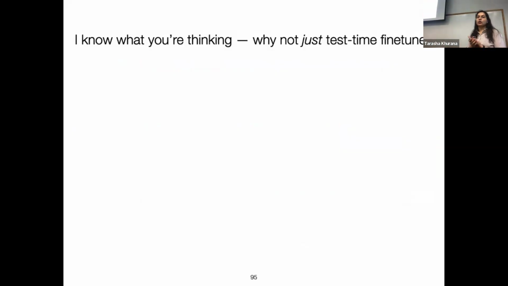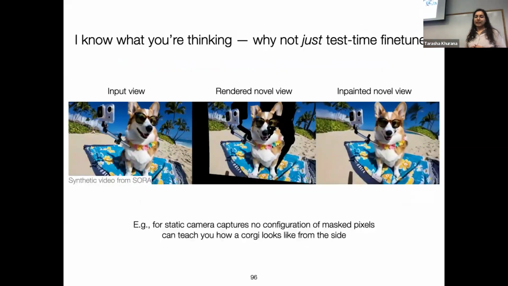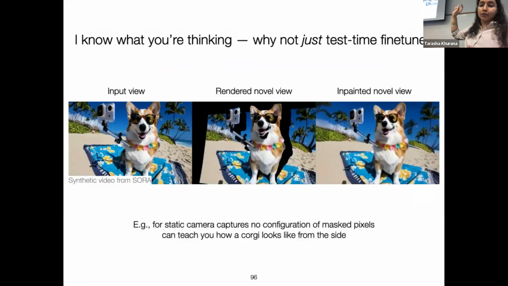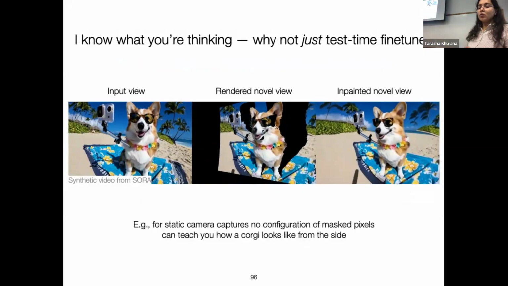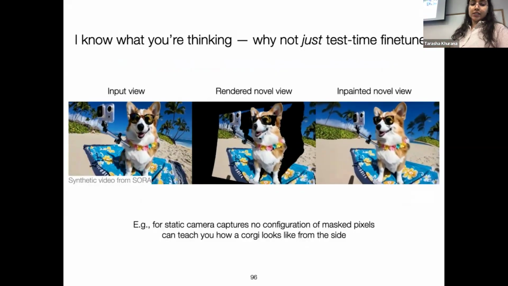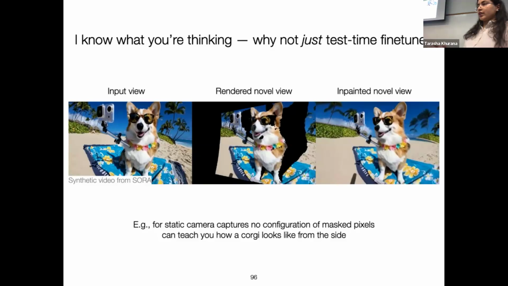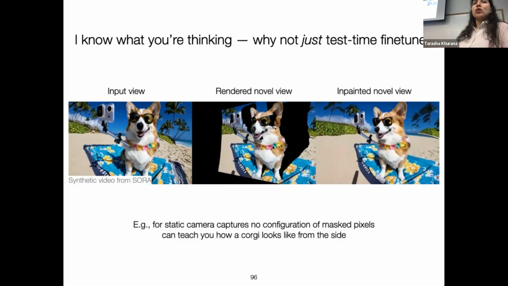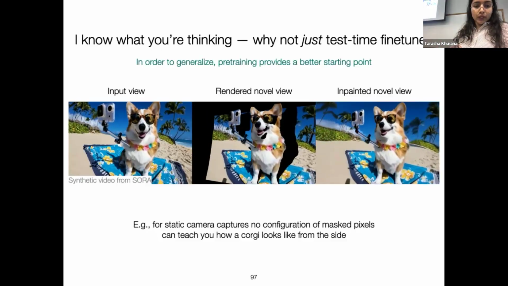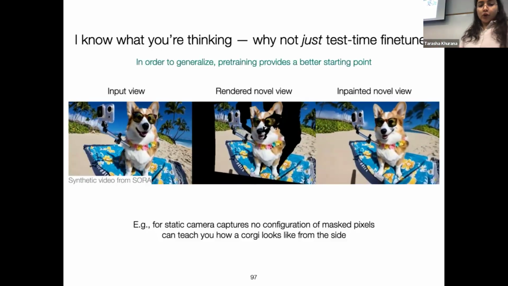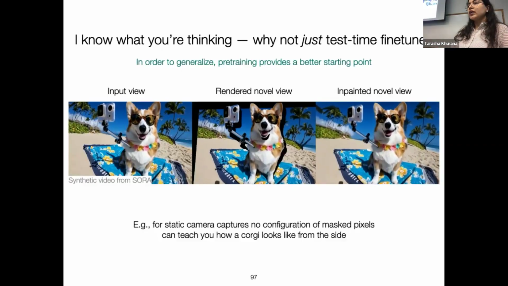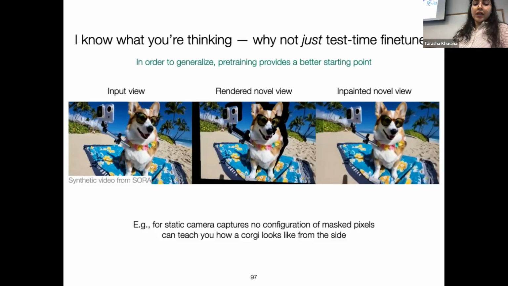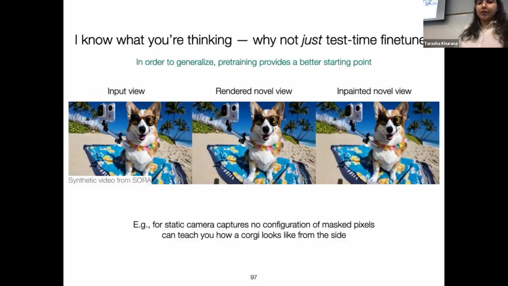And I'm guessing you're thinking now, why don't we only do test time fine-tuning and no pre-training at all? Because you don't really need any annotations for this task. I want to show you another example here. So this is a video of a corgi from a static camera. If you were to just test time fine-tune by creating masks, you'll find that in this case, there is no configuration of masked pixels that can teach you how a corgi looks from the side. So for cases like these, it is important that the fine-tuning starts from a point which already has these priors developed. And therefore, pre-training also is important.